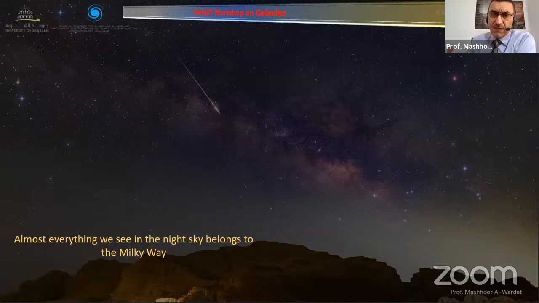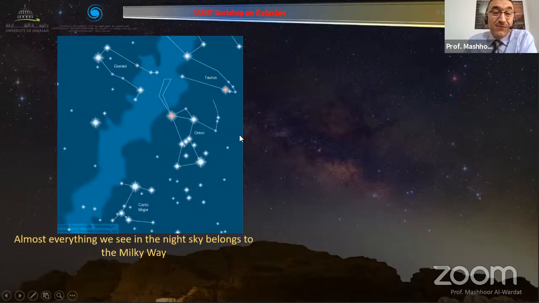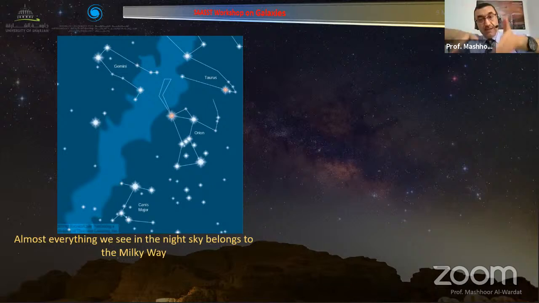Oh yeah, because the average mass of the stars is less than the sun. So the sun is a little bit above the average of the stellar masses. So almost everything we see in the night sky belongs to the Milky Way, except Andromeda, if your eyes are good. So we have here, as we said in the background, this is a part of the Milky Way. In winter, you can also see the arms of the galaxy near Orion.